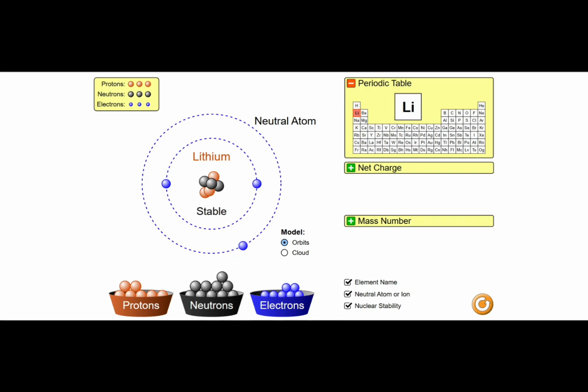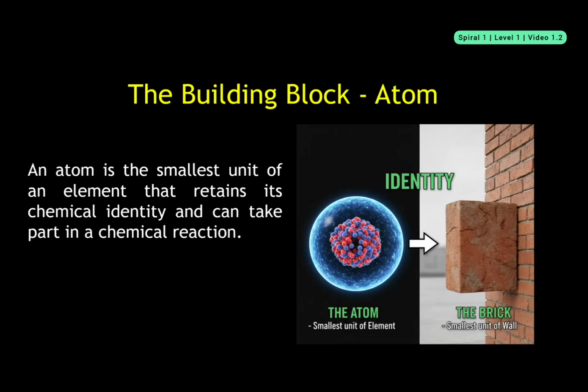I'm going to explain it with another analogy. Again, I repeat the definition: an atom is the smallest unit of an element that retains its chemical identity and can take part in a chemical reaction. So now, if we want to relate it to a real life example, let's just consider a brick.